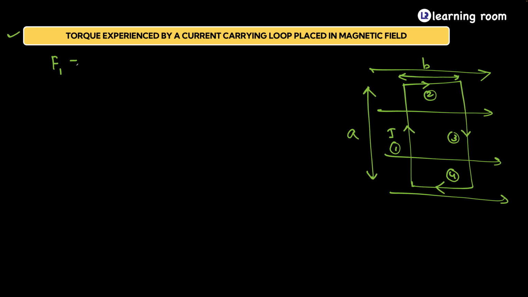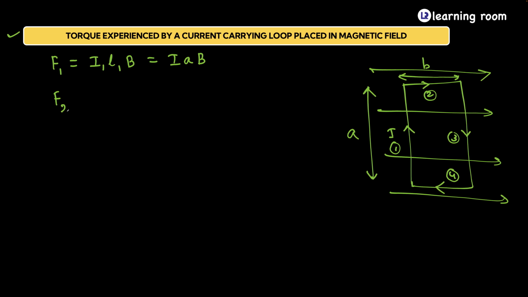So the force experienced by the first conductor is I into length of the first conductor, or I1 into L1 into B. Right. What is the value of I1? It is I only. What is the length of the first conductor? It is A. So what is going to be the magnetic field? It will be capital B. Is the point clear? So it is going to be IAB.